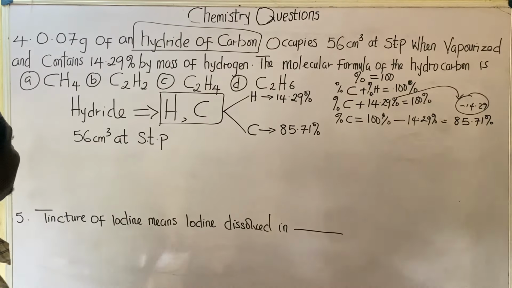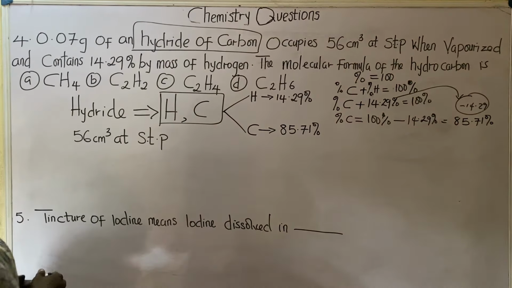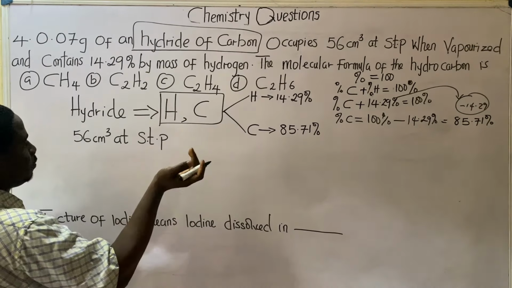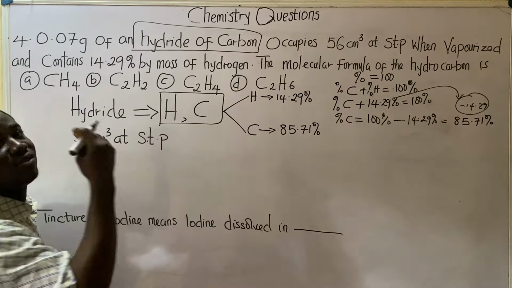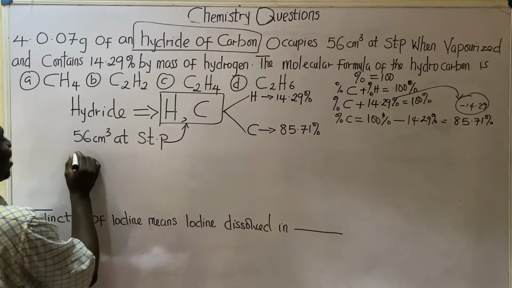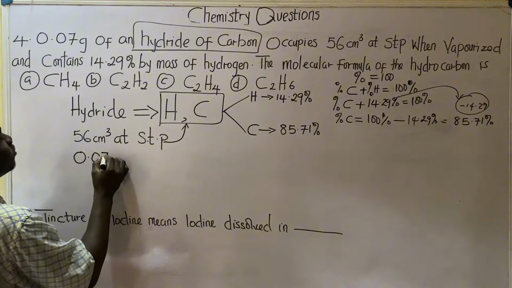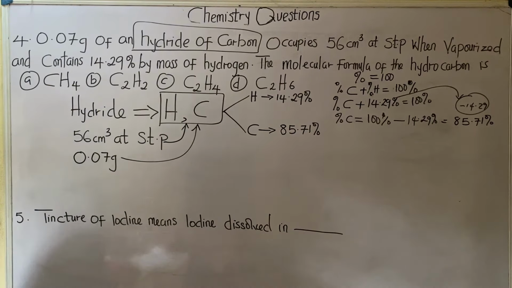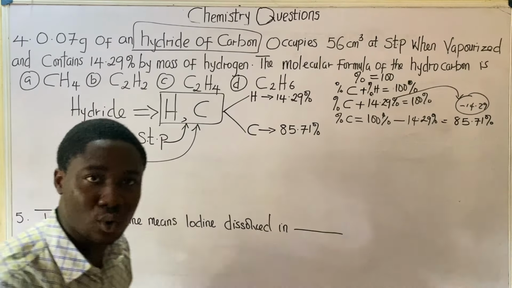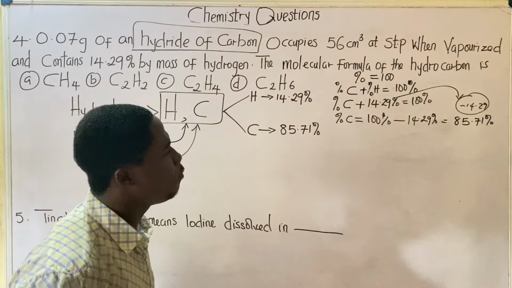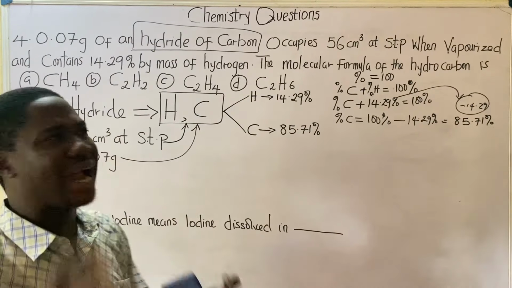Okay, so next step, they gave us volume at STP and they gave us the compound. This was the volume of the hydride of carbon at STP. What's the mass? 0.07 grams of this same hydride of carbon. Are you following me? So what do we do next? Because now the question is asking us to get the molecular formula of the hydrocarbon.